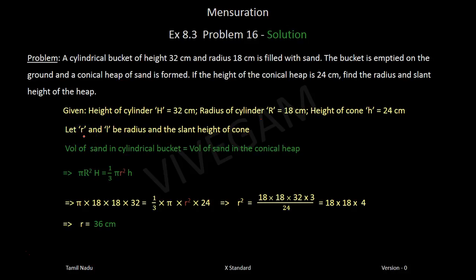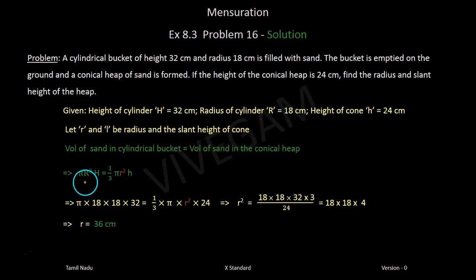So, let r be the radius. We don't know that. Let L be the slant height of the cone. All we know is volume of sand in the cylindrical bucket is exactly equal to volume of the sand in the conical heap. So you write the formulas. Cylindrical bucket is pi r square into H of the cylinder. For the cone, it is 1/3 into pi r square of the cone into height of the cone.